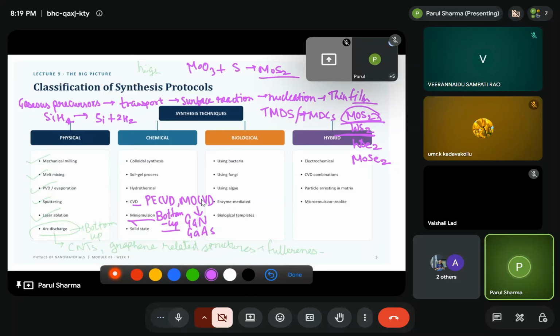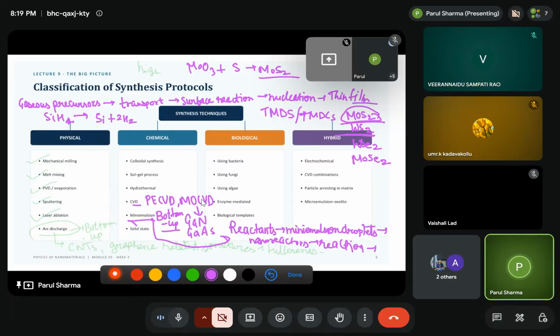So what is the idea behind this? The idea is we have the reactants, mini emulsion droplets, then nanoreactors, then reaction, and then the formation of nanoparticles.